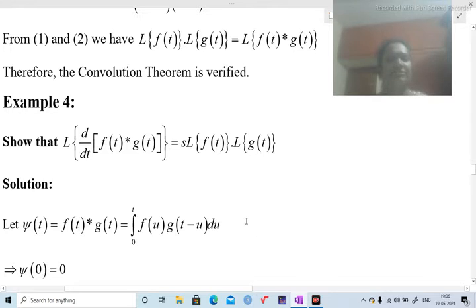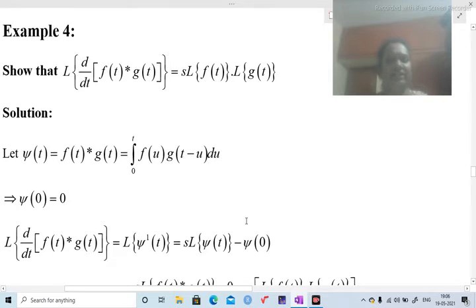Next question, L of d by dt of f of t star g of t equal to s into L of f of t into L of g of t. For this, I am going to take psi of t equal to f of t star g of t. We know that from the definition of convolution theorem, this convolution f of t star g of t equal to integration 0 to t f of u g of t minus u du.